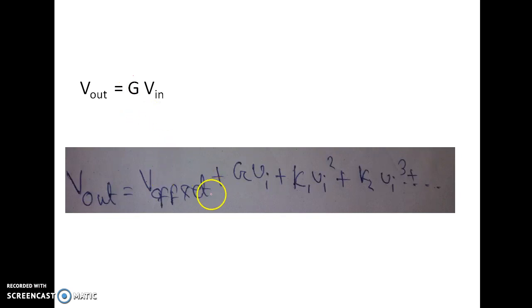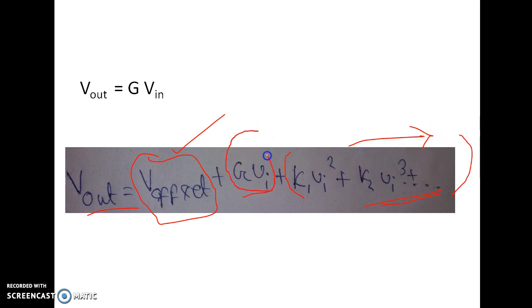In case of non-linear amplification, the expression for the output voltage is V output equals V offset, I will explain what V offset is, plus G into Vi plus K1 into Vi square plus K2 into Vi cube and so on. These expressions K1 into Vi square plus K2 into Vi cube and higher order polynomial terms are all non-linear terms. And G into Vi is the linear term, or for an ideal amplifier it is the relationship between output and input, that is V output equals G into V input.